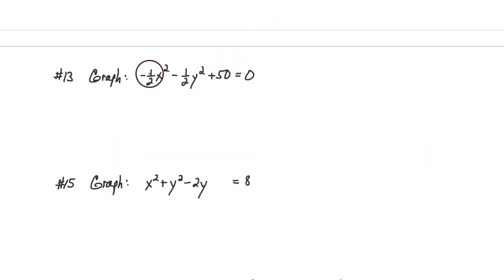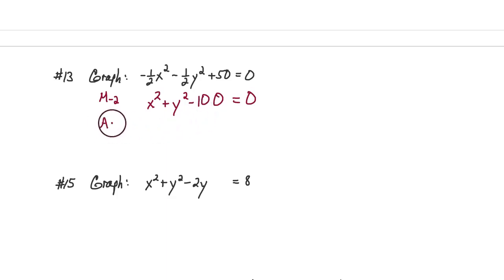Number 13, here we have an equation. It's got an x squared and a y squared, so maybe it's a circle. But this doesn't have the right format, so let's fix that. First of all, we can multiply everything by -2. That'll get rid of those fractions and make it nicer. So -2 times -1/2 makes 1x squared. -2 times -1/2 makes +1y squared. And -2 times 50 makes -100. That's equal to 0.